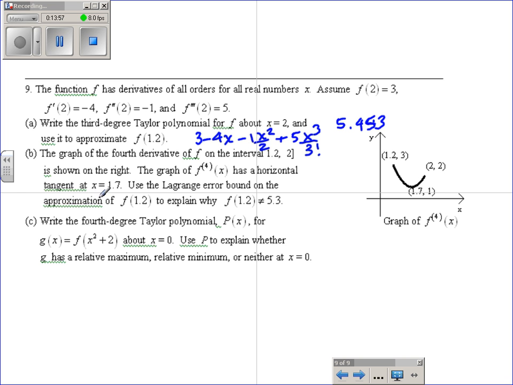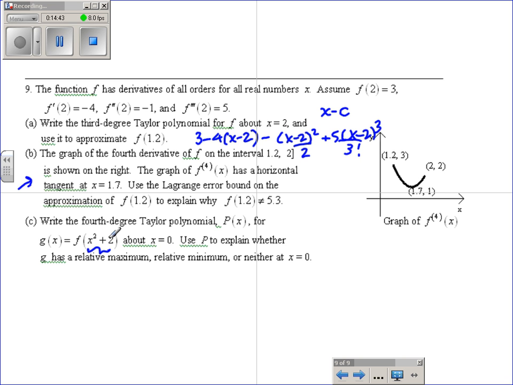The graph of the fourth derivative, okay, we're going to talk about this on Monday, so I'm going to skip that for now. Write the fourth degree Taylor polynomial for f of x squared plus 2 about x equals 0. Okay, so x squared plus 2. Oh, I'm so sorry, up here, I forgot to say it was centered at 2, so that's really important. I'm going to subtract 2, don't forget it's x minus c. It's easy to do. Minus x minus 2 squared over 2 plus 5 times x minus 2 cubed over 3 factorial.